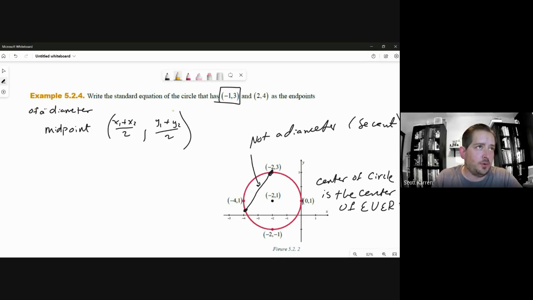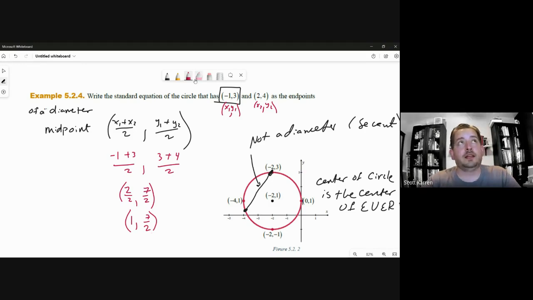Let's figure out our midpoint here. It doesn't matter which one of these is x1, y1 and which one is x2, y2. So I'll just call one x1, y1, x2, y2, and plug those values in. So that's -1 plus 3 over 2, comma 3 plus 4 over 2, or 2 over 2, comma 7 over 2, or 1 comma 7 over 2.